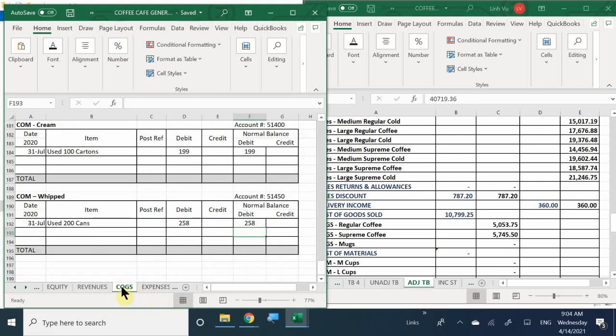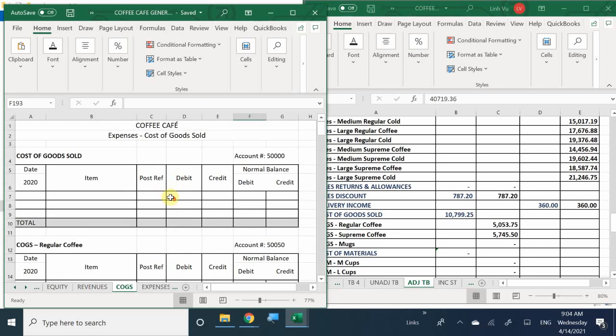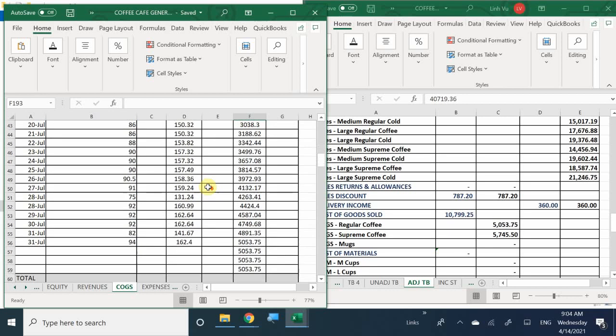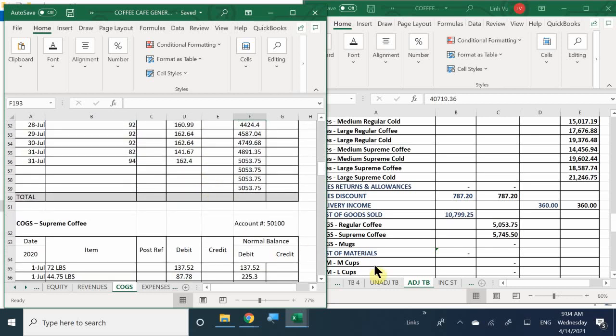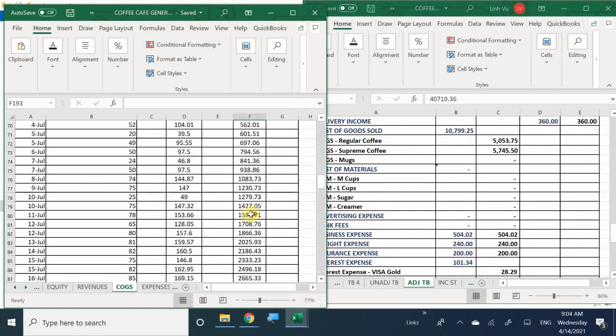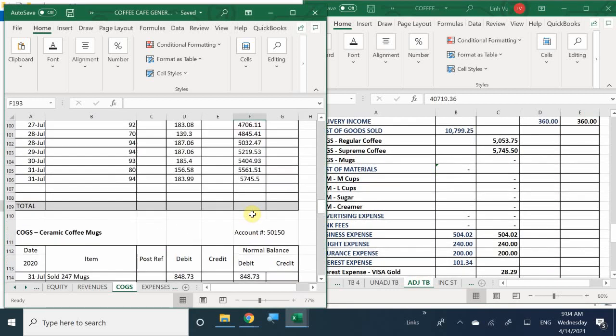So let's go ahead and go to our cost of goods sold because we definitely made some adjustments here. First things first, what about my cost of goods sold for my regular coffee? It's the same, right? No changes there. Same thing for my Supreme Coffee, right? No changes there. It should still be 57.45.50.